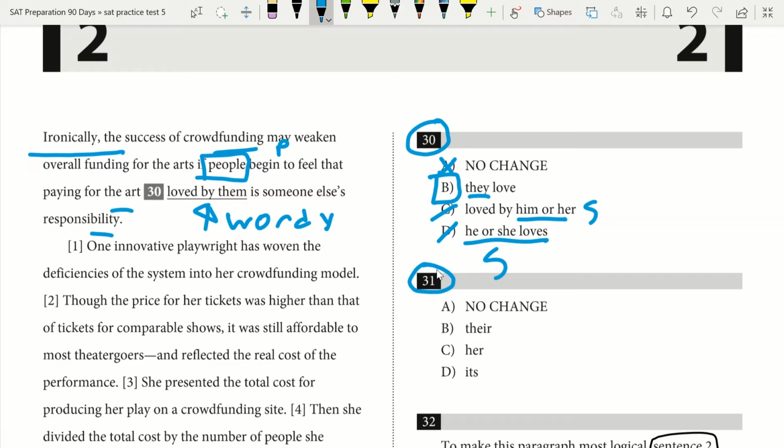Obviously, A is wordy and unnatural. We wouldn't say the art loved by them. We would say the art they love. So then we would know immediately B would be our answer. When dealing with a question that involves an antecedent like this, where you have to find the number of what you're referring to, what I recommend doing is going back through and finding that subject. In this case, that subject was people. Therefore, we knew that we had to have the plural pronoun they.